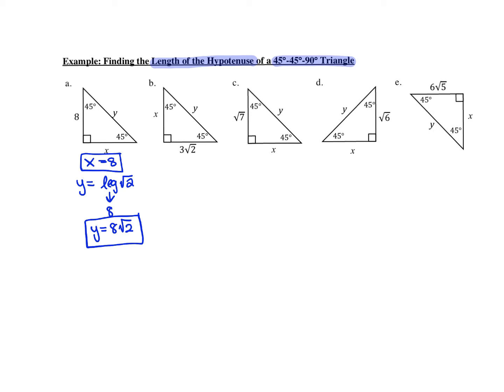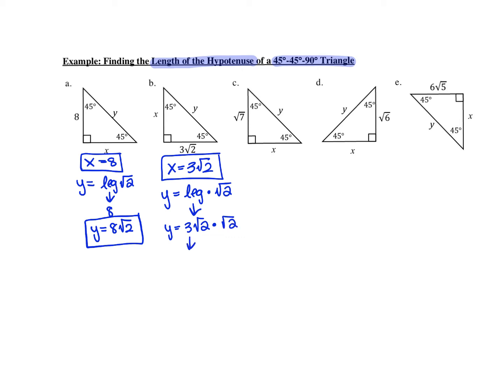So the x is going to be the same as the other leg. So your x is going to be 3 root 2. Your hypotenuse, which is your y, remember, is going to be your leg multiplied by the square root of 2. So this time our leg is 3 root 2, and then we're going to multiply that by root 2.